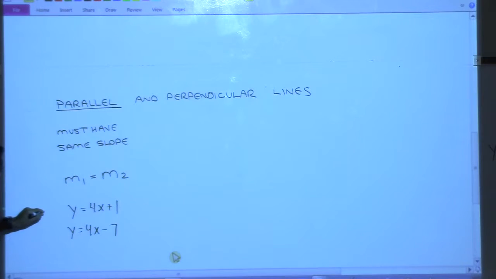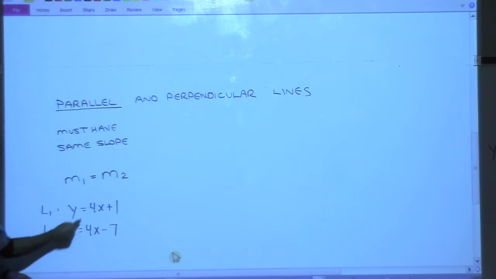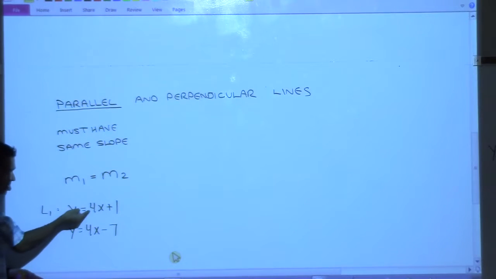Let's say I call this one L1, I call this L2. Two lines, right? These are two lines? Are they parallel? Yes, because their slopes are what? The same, 4 and 4, right? They have different y-intercepts, but they have the same slopes. So these would be parallel lines. All you have to do is look at that number, compare them.